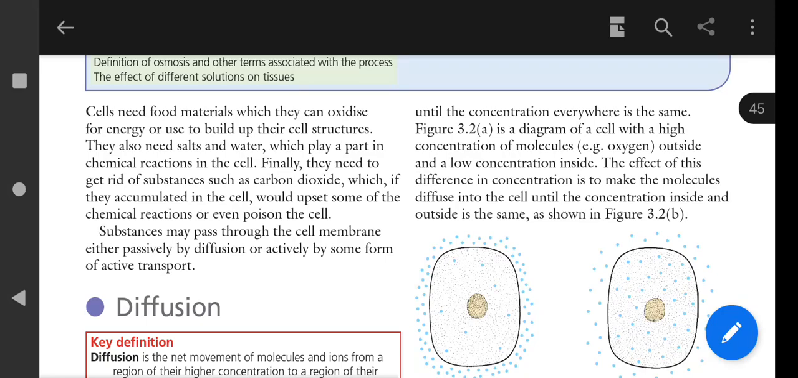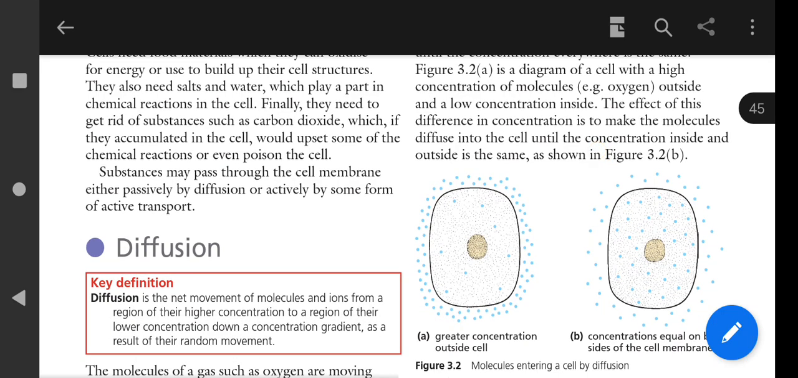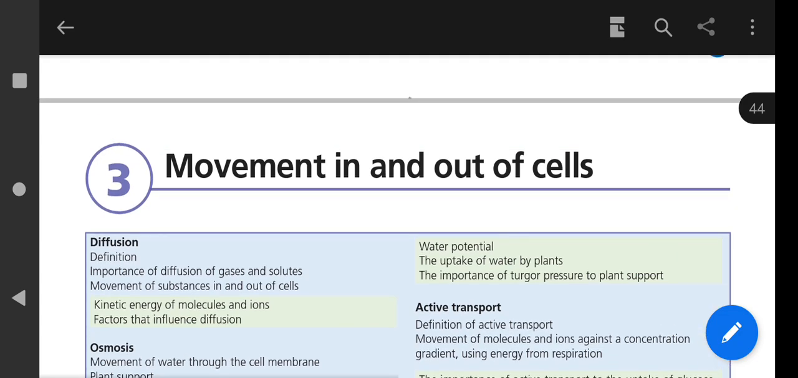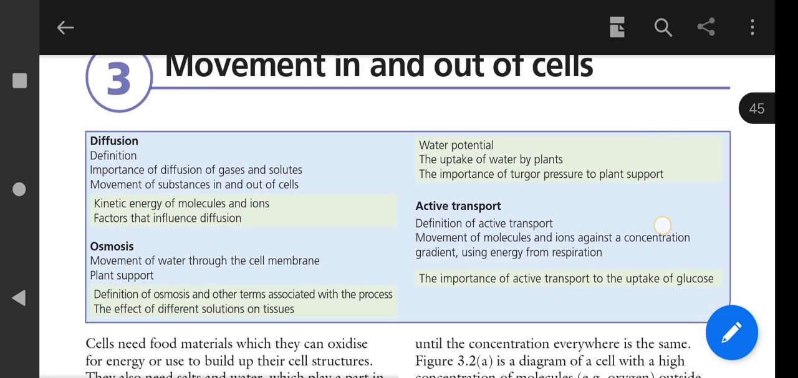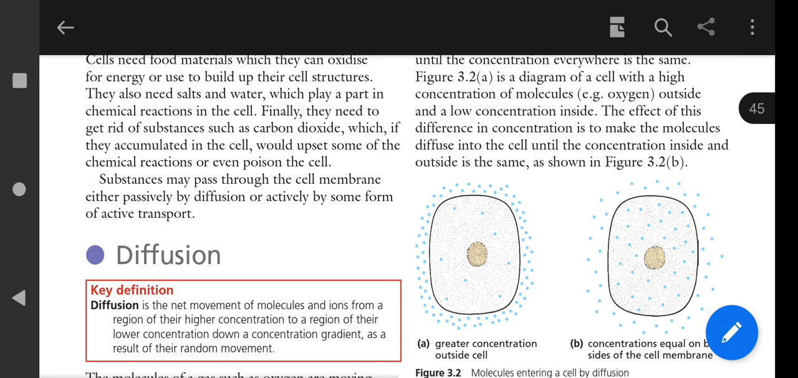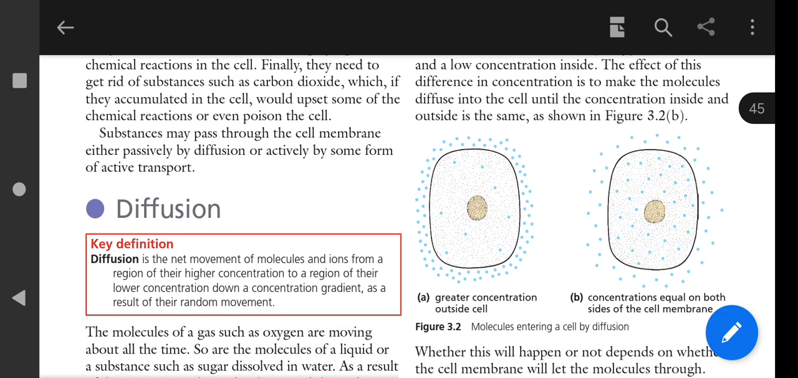Hello students, today we will discuss the new chapter, that is movement in and out of the cells. So let's start with the first topic, that is diffusion.